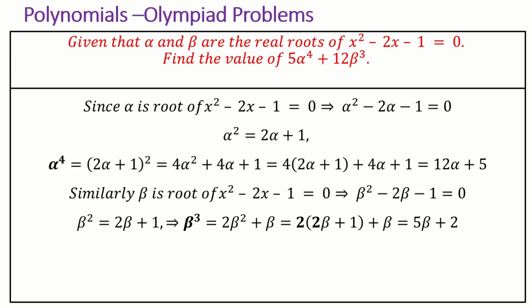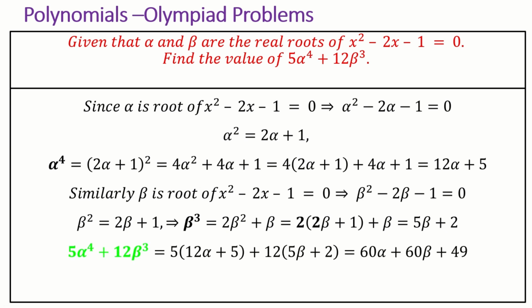Now go to the given expression and evaluate 5 alpha power 4 plus 12 beta power 3. Equal to 5 into alpha power 4 value I replaced here, and beta power 3 replaced here, which is nothing but 60 alpha plus 60 beta plus 49. Now it's easy, right? Take 60 common, alpha plus beta. And alpha plus beta is how much? It is minus of minus 2 by 1, that is 2. So 60 into 2 plus 49, that is 169 is the answer. Okay, next.